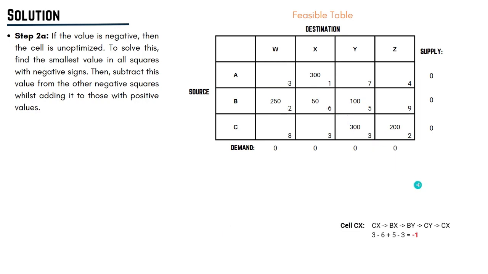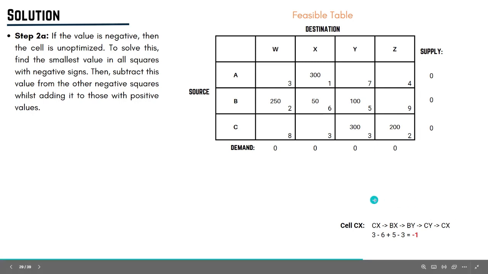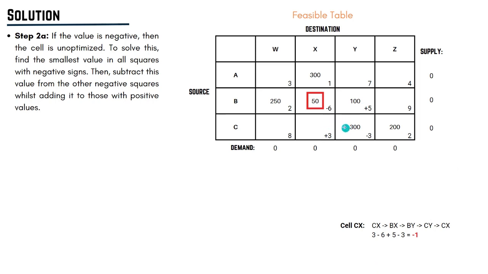Next, we move on to cell CX, since it has a negative index as well. So again, we assign the positive and negative sign. Among these two squares with the negative signs, 50 is lower than 300. That's why we will deduct 50 from 300, while adding 50 to these two cells. So 50 minus 50 is 0, 300 minus 50 is 250, 0 plus 50 is 50, 100 plus 50 is 150. As so.